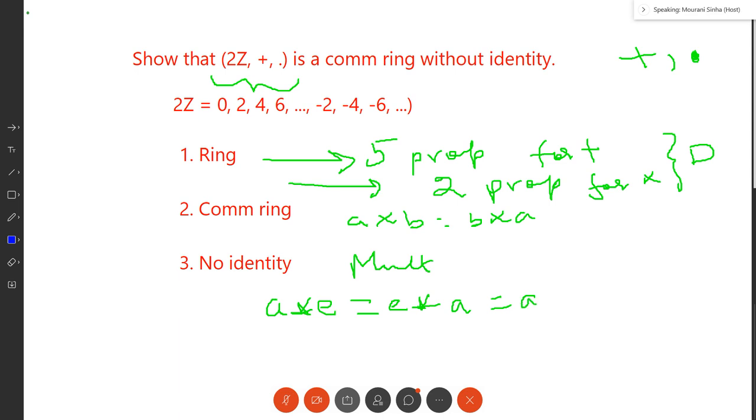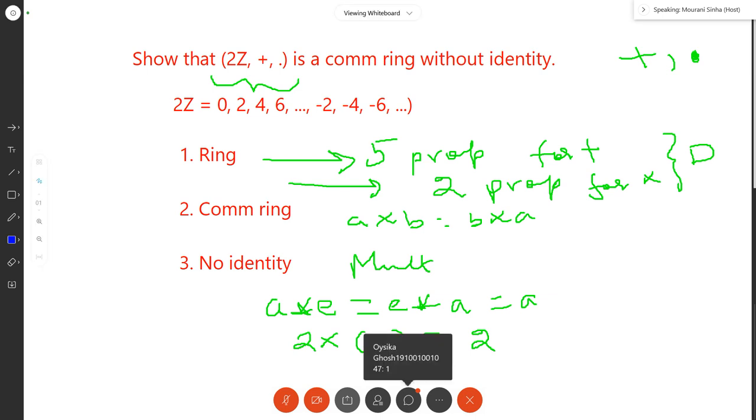Okay. So in this case, now you just take any even integer, say 2, and you ask the question, what should I multiply here to get back 2? The way we do to find out identity. Okay. So what is your answer here? For the set of even integers, what should I multiply to 2 to get back 2? Yes, Oishika? Right? 1. So that means the multiplicative identity should be 1. Now 1 does not belong to the set of 2z. So there is no identity. This is how it goes about.